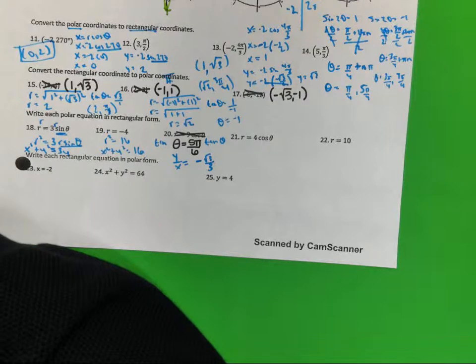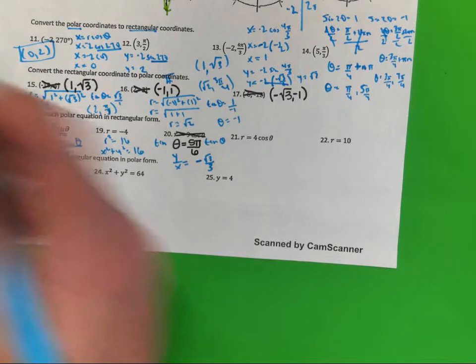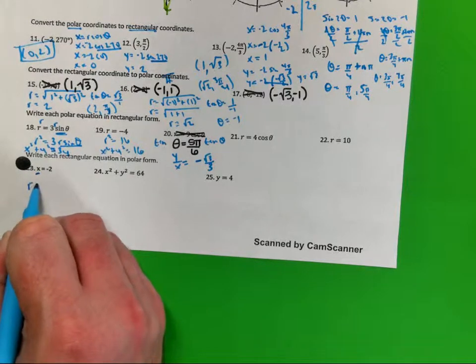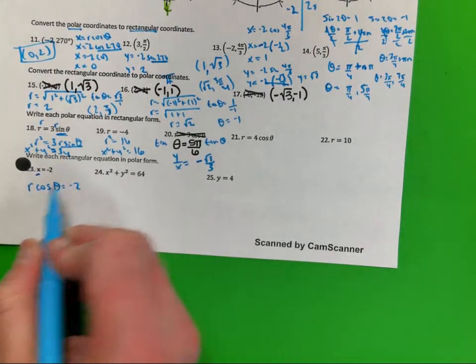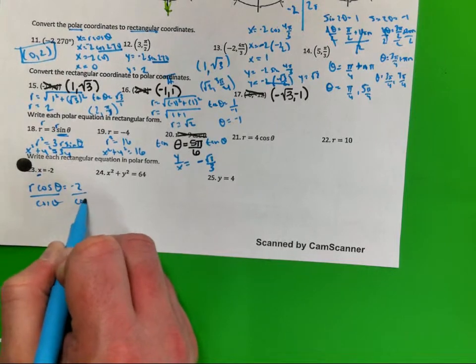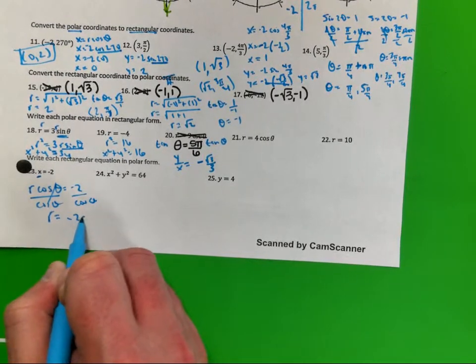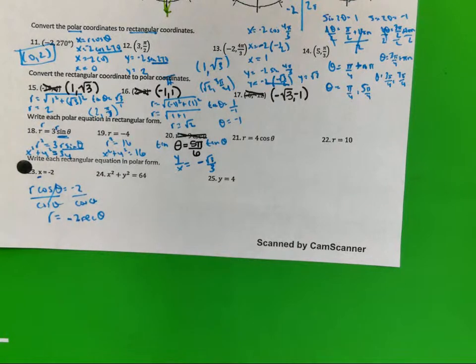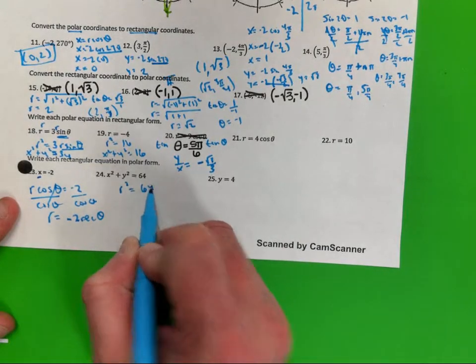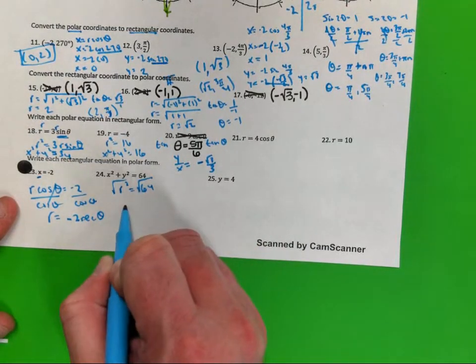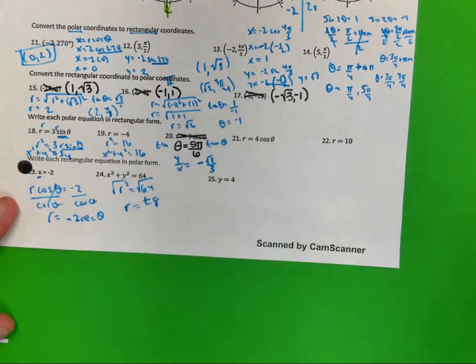All right, let's look at number 23. It says, write each rectangular equation in polar form. What am I going to replace x with? R. And then divide both sides by what? Negative 2 secant theta. How about x squared plus y squared? What's that equal to? Then I'm going to take the square root of both sides. R equals, when you take the square root, plus or minus 8.